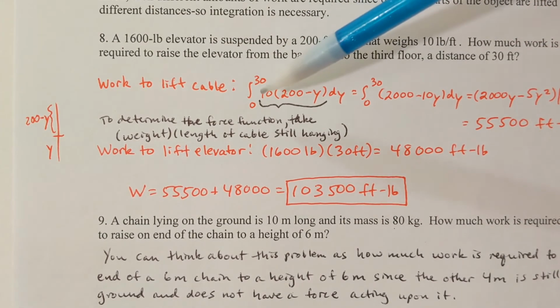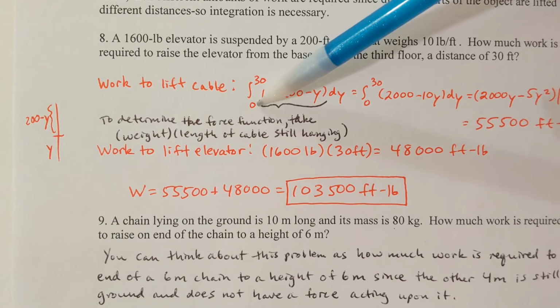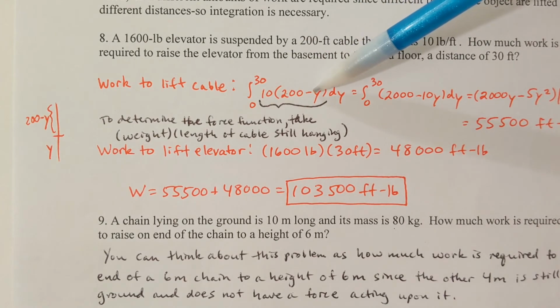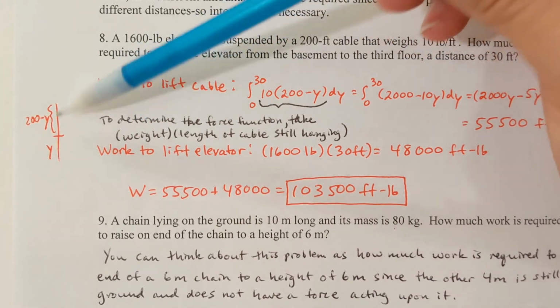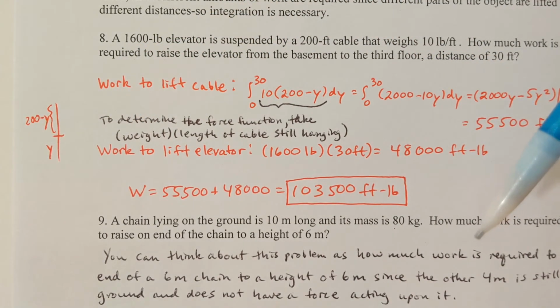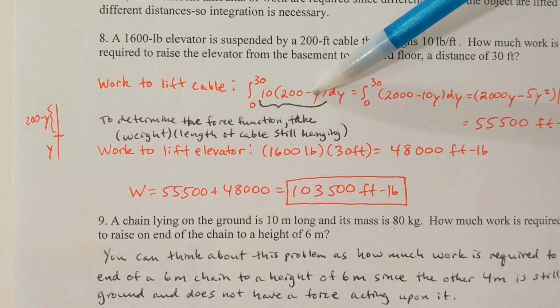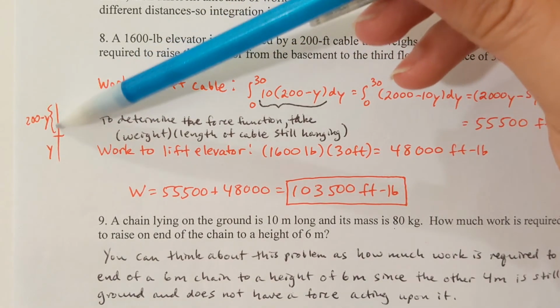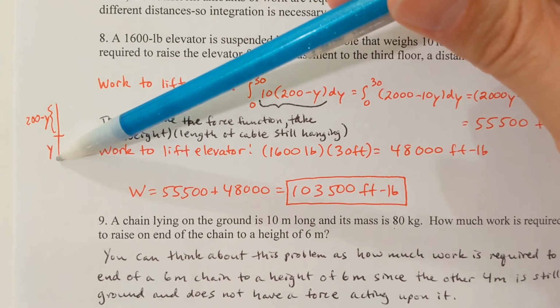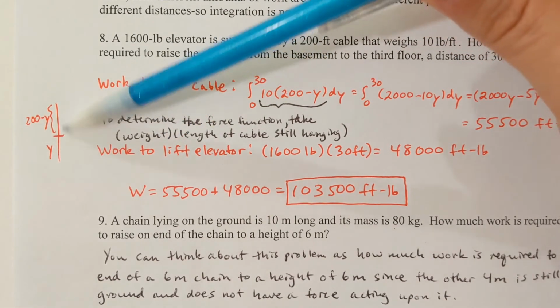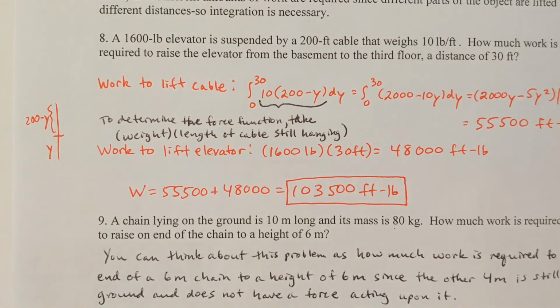So if I were to let y be 0 here, I would have 200 feet of cable hanging. Okay, if y is 30, then I would have 200 minus 30 is 170 feet of cable still hanging. So you would have lifted the elevator 30 feet in order for 170 feet to still be hanging there.